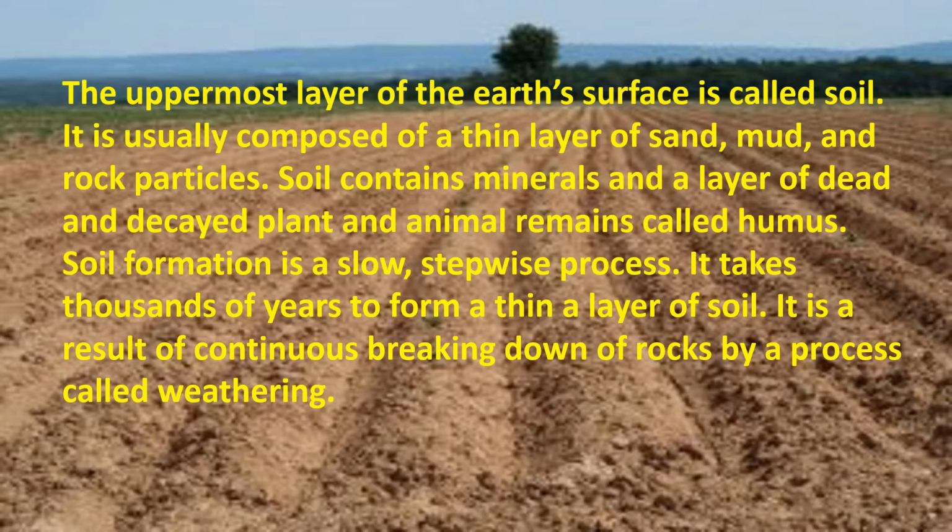Now let us see soil formation. The uppermost layer of the earth's surface is called soil. It is usually composed of a thin layer of sand, mud and rock particles. Soil contains minerals and a layer of dead and decayed plant and animal remains called humus.